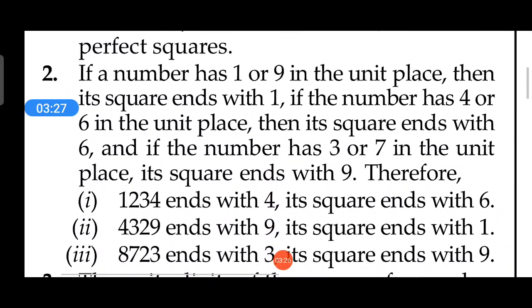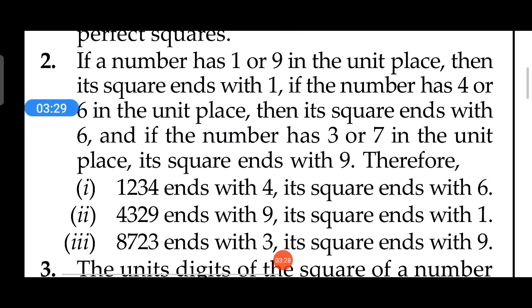Now, next question. What will be the units digits of the squares of the following numbers? Here, if a number has 1 or 9 in the unit place, means last digit, then its square ends with 1. If the number has 4 or 6 in the unit place, then its square ends with 6. If the number has 3 or 7 in the unit place, its square ends with 9. This you have to remember.